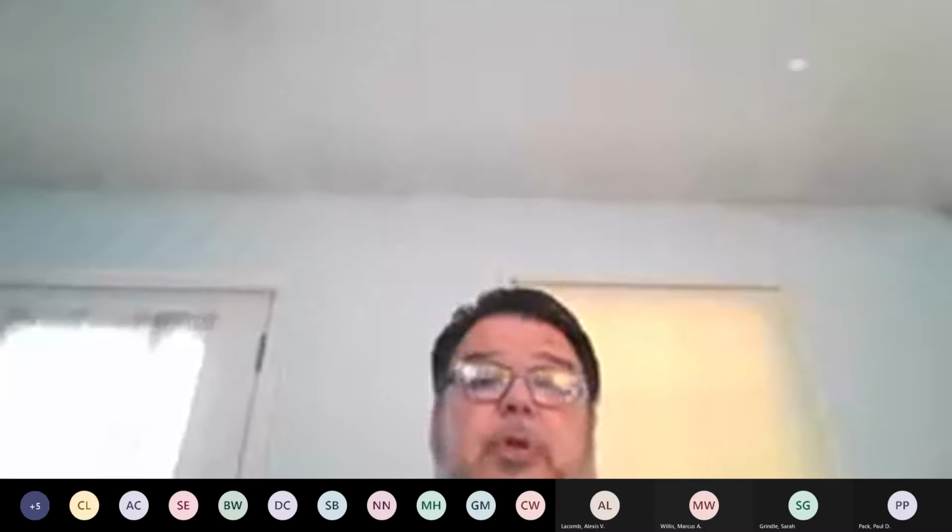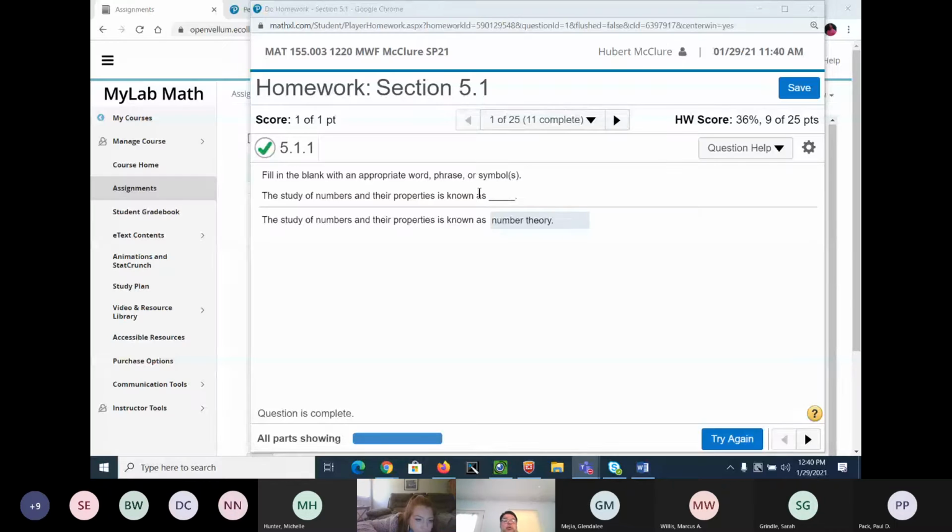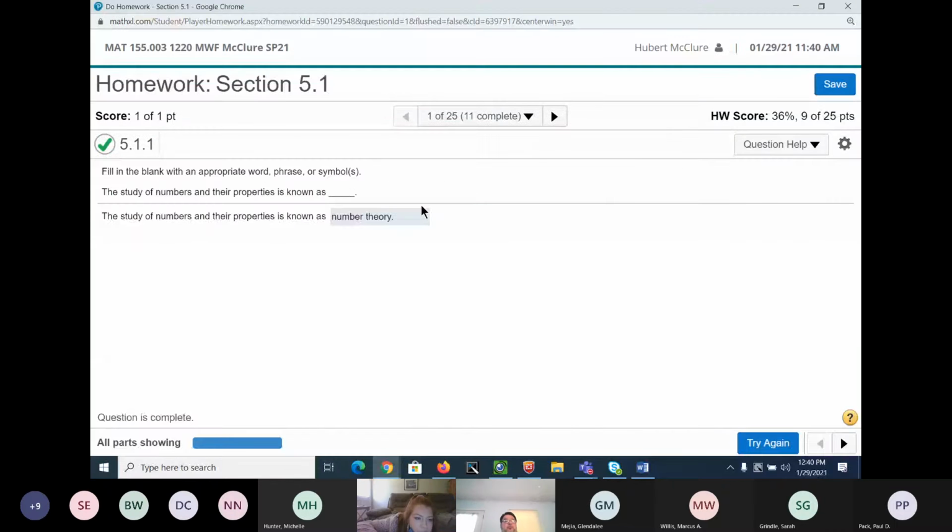See my screen? Okay, next question. Next question says, fill in the blank with an appropriate word, phrase, or symbol. If A is divisible by B, then A divided by B has a remainder of 0.